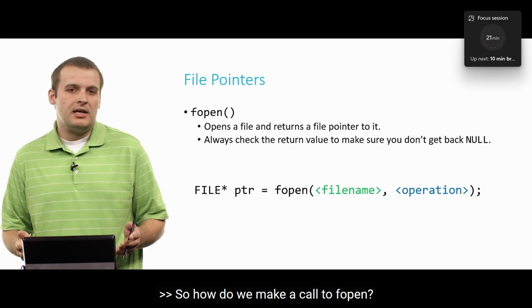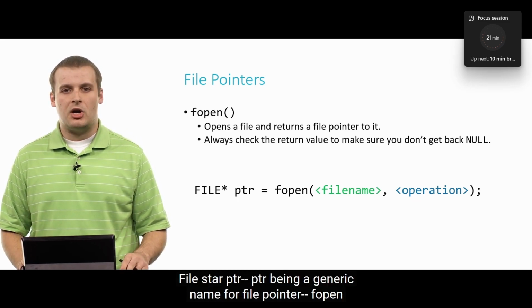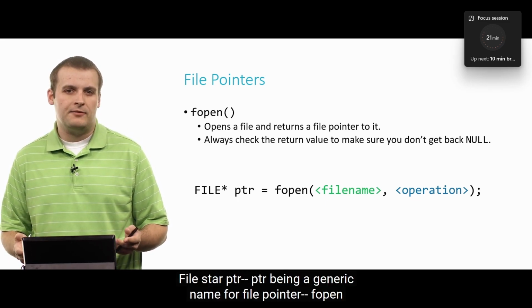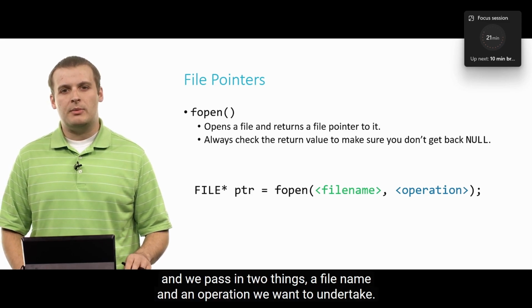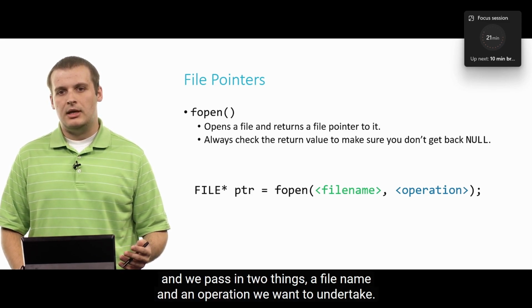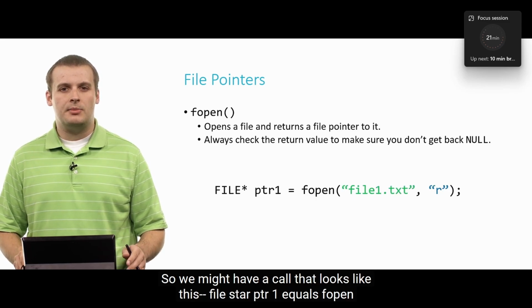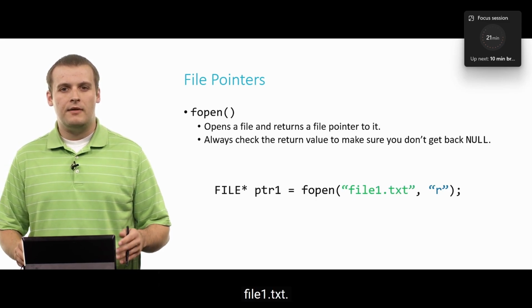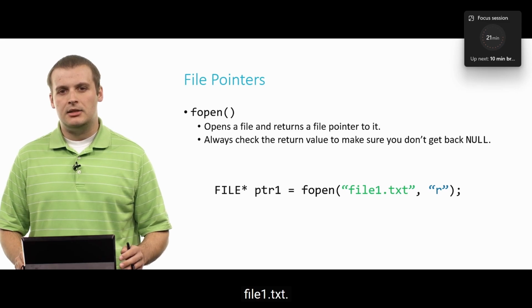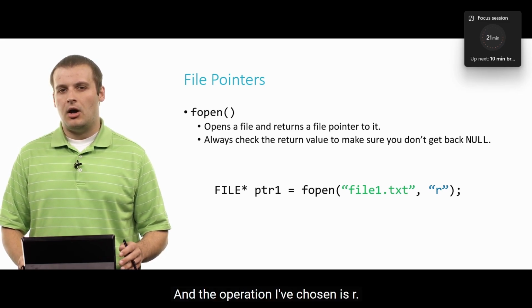So how do we make a call to fopen? It looks pretty much like this. FILE *ptr, ptr being a generic name for a file pointer, equals fopen, and then we pass in 2 things, a file name and an operation we want to undertake. So we might have a call that looks like this. FILE *ptr1 equals fopen file1.txt, and the operation I've chosen is r.